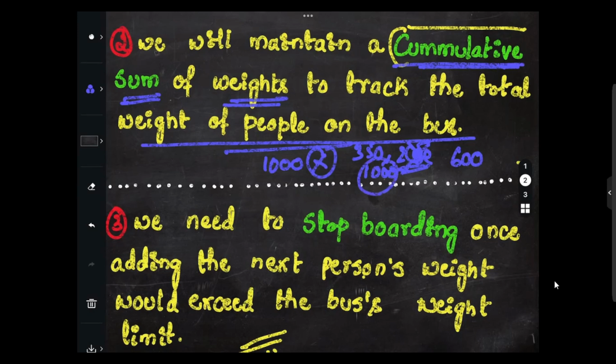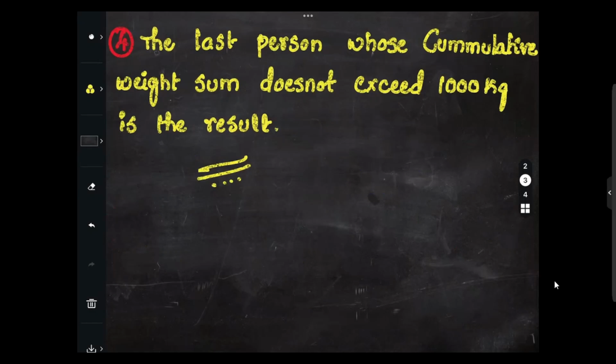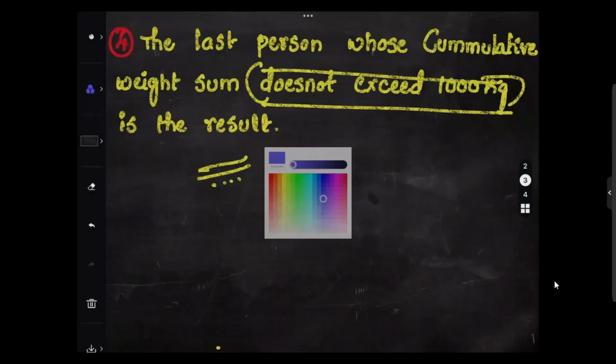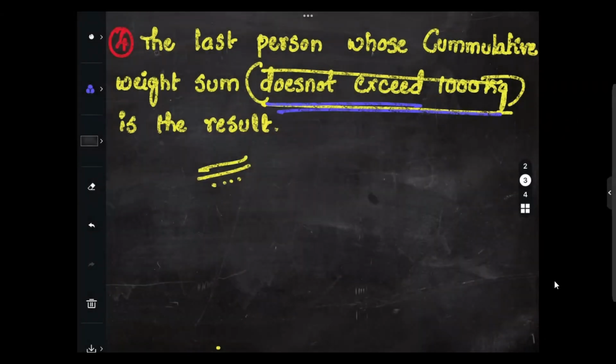That is the reason we will maintain a cumulative sum of weights to track the total weight of people on the bus. The third step is we need to stop boarding once adding the next person's weight would exceed the bus weight limit. We have already discussed this one. The final step is the last person whose cumulative weight sum does not exceed 1000 kg. It should not exceed 1000 kg. That last person is the result.